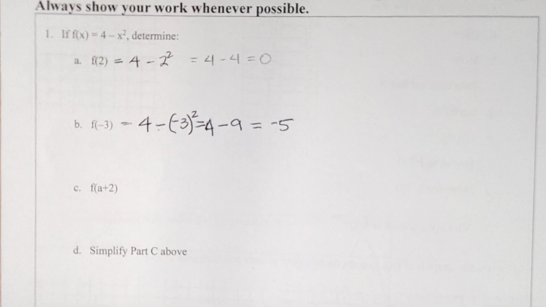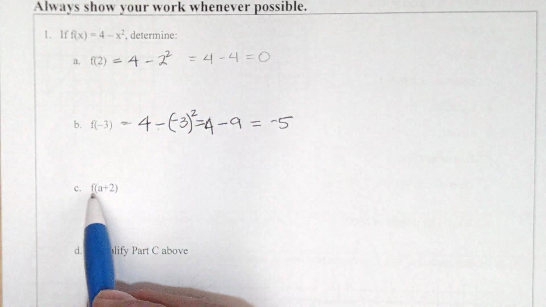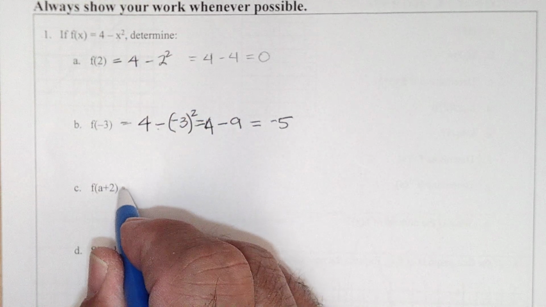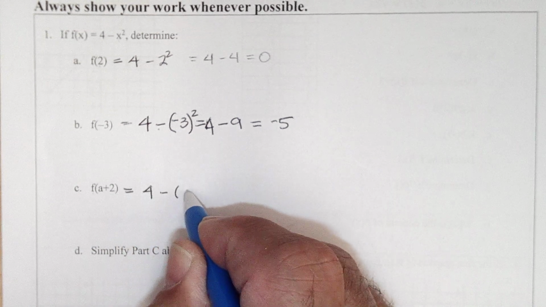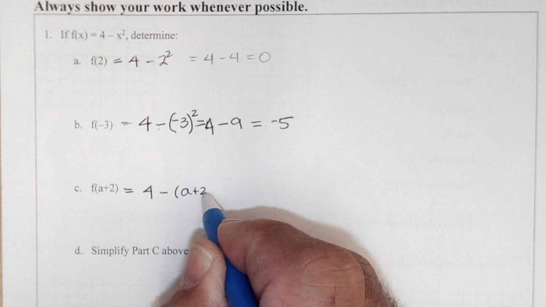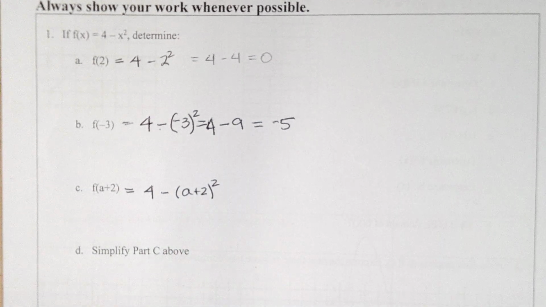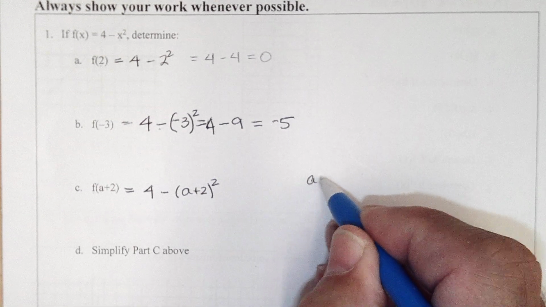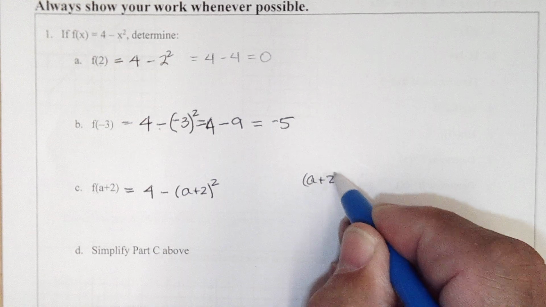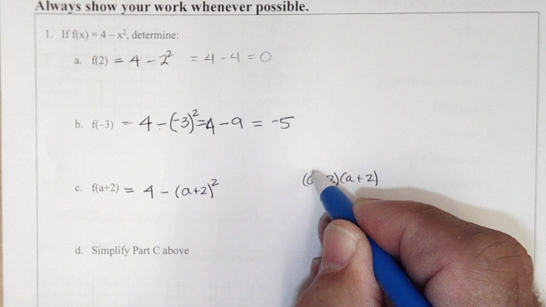Now we're supposed to put a plus 2 in for the input. So this means we're going to have 4 minus the input, a plus 2, and square it. Now, a plus 2 squared, several of you did this. You said a plus 2 times a plus 2. And this is totally correct to do.